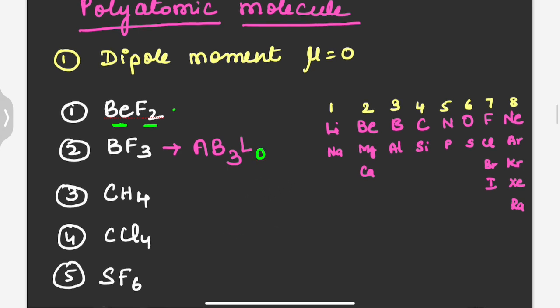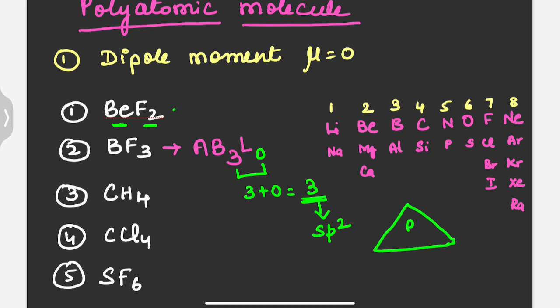Lone pair of electrons is equal to 0. So add these, you will get 3 plus 0 is equal to 3. If it is 3, the hybridization is sp2. If it is sp2, the shape is trigonal planar. So it will be like this, trigonal planar. Boron will be here, fluorine will be here, in this direction the second fluorine and the third fluorine. So F, F and F.